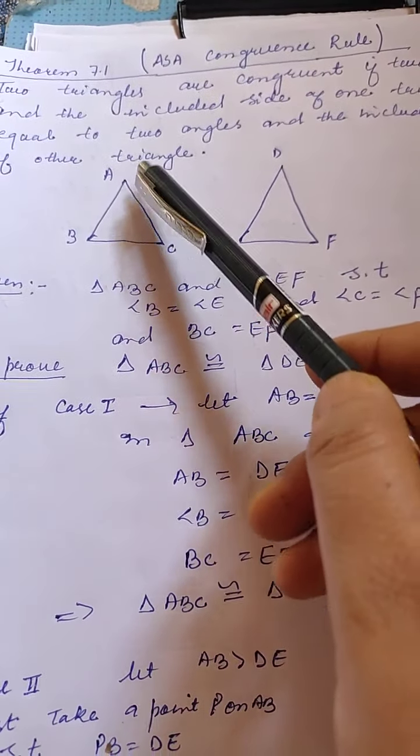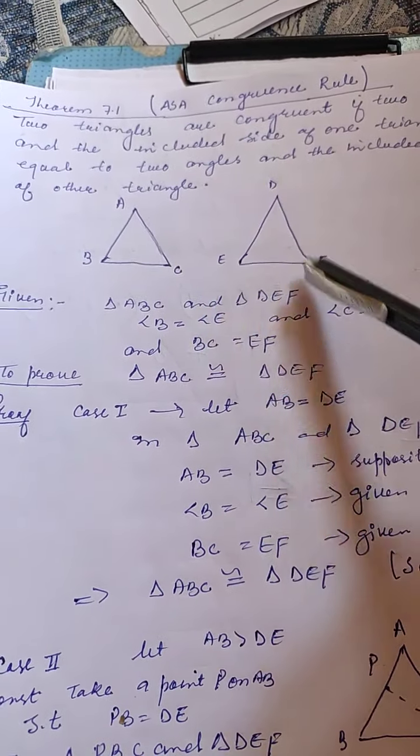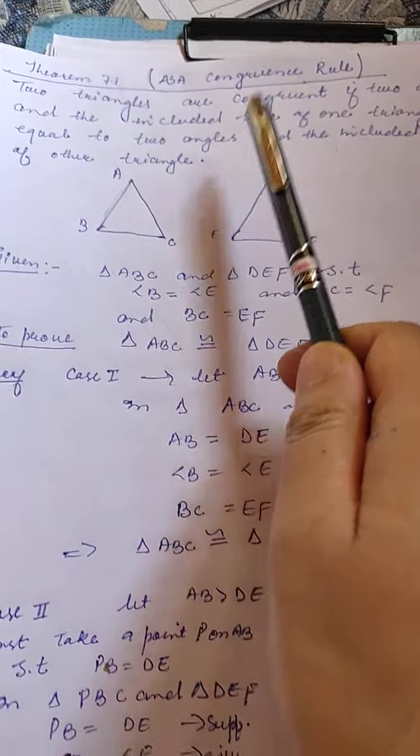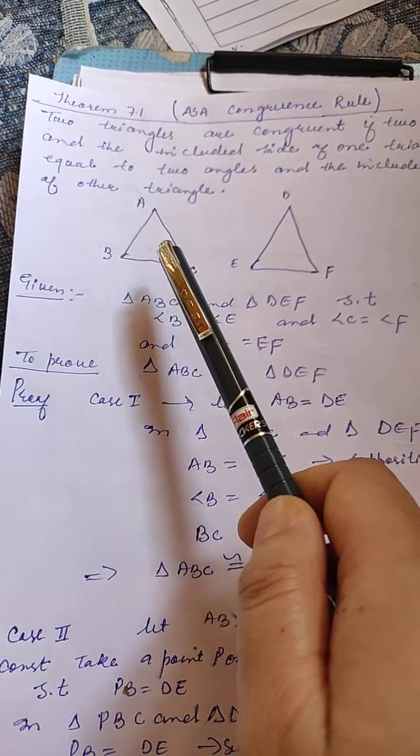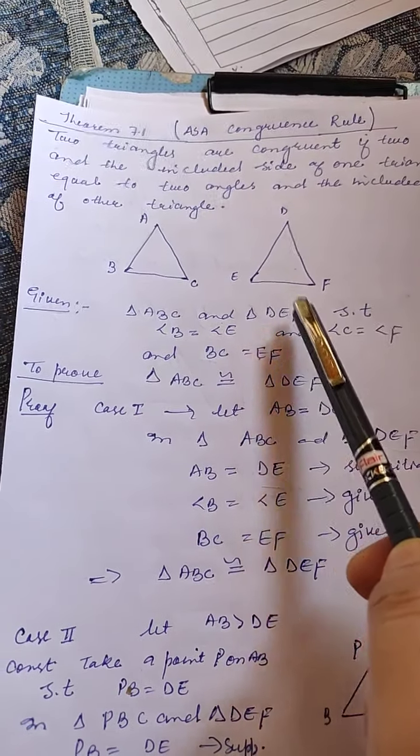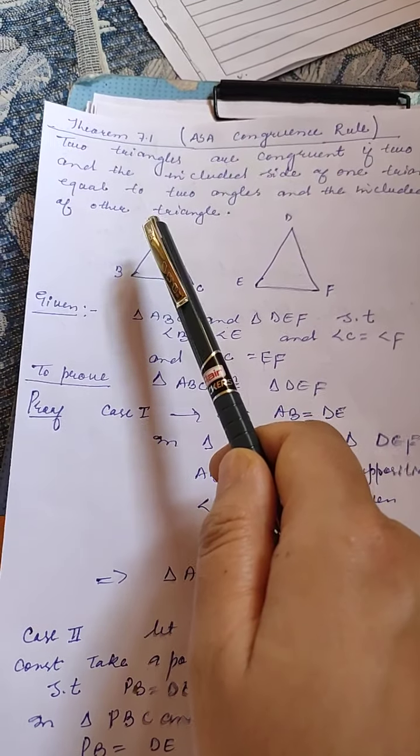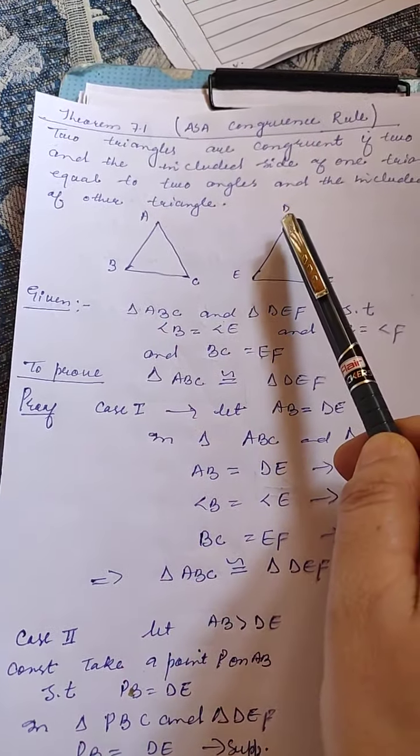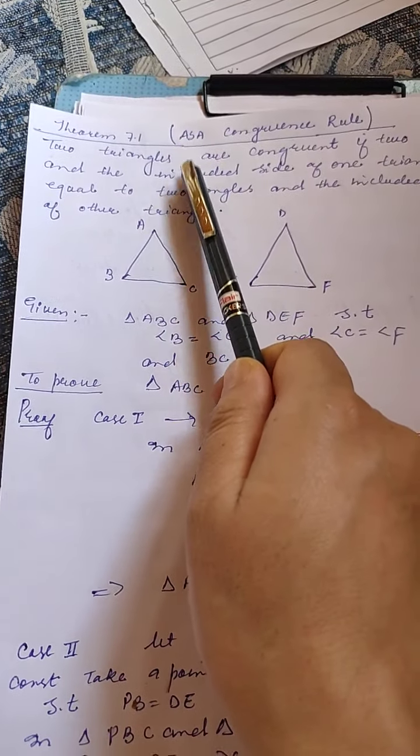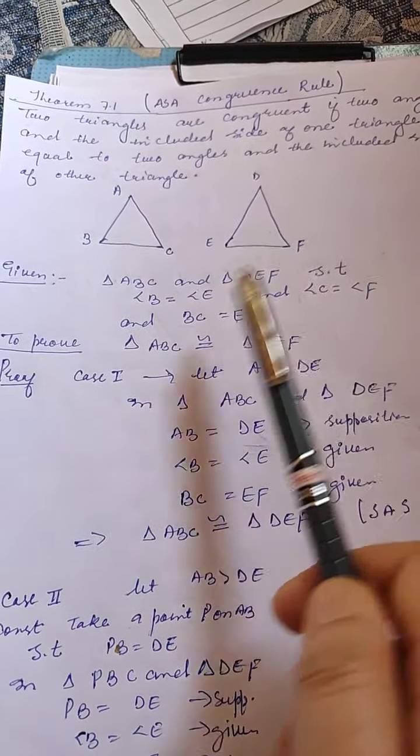Here are the two triangles ABC and DEF. These two triangles are congruent by angle side angle. Here the given condition is triangle ABC and triangle DEF. This is triangle ABC and this is triangle DEF. These triangles are congruent by the angle side angle congruency rule.